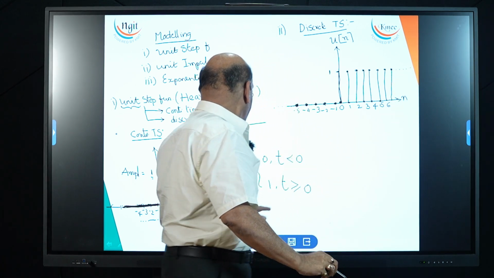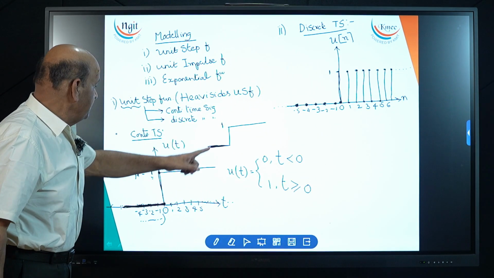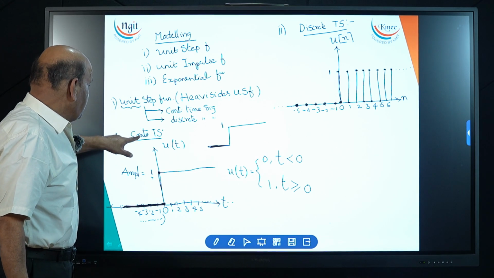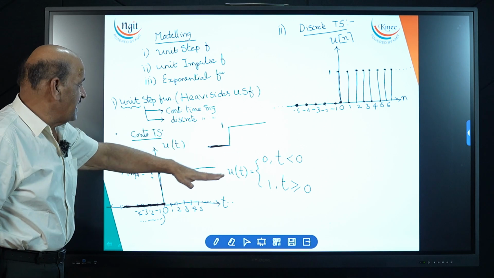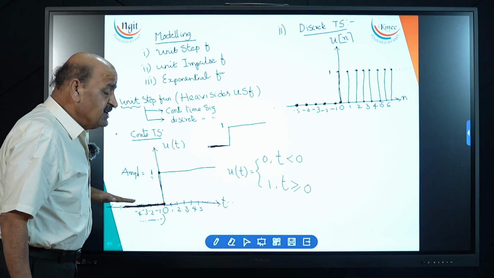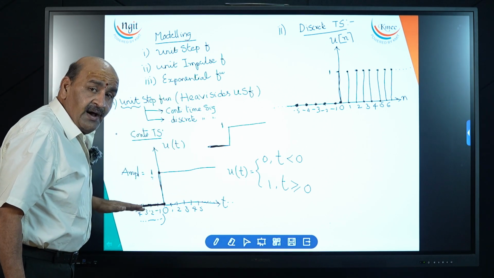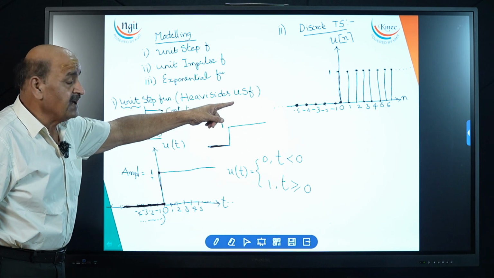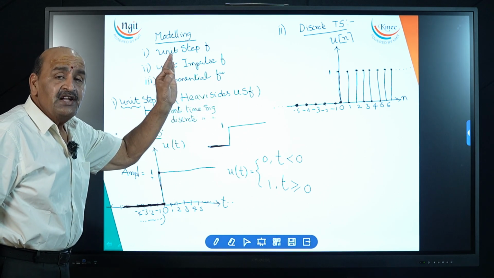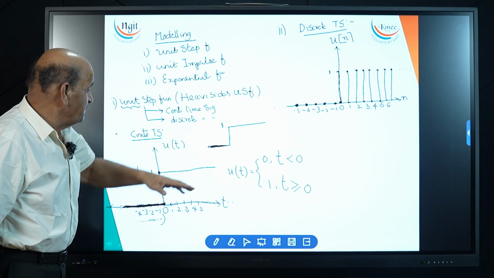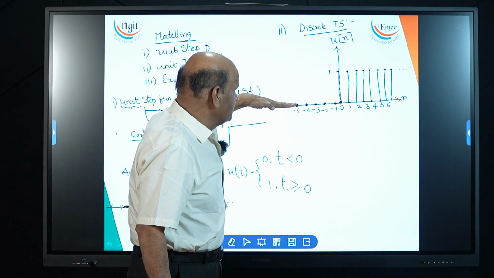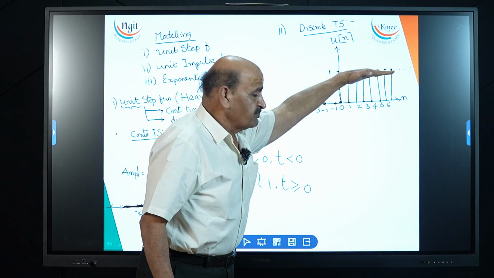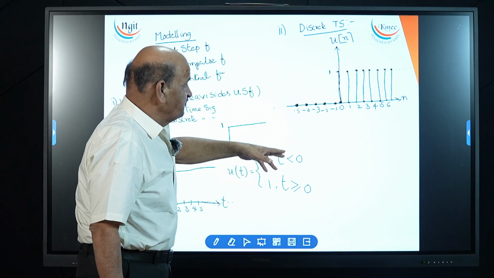Now look at this one. This is the comparison between continuous time signal and discrete time signal. Students have to understand, same shape, but one is continuous. It covers all points, but that is discrete. It covers only integer values. Now just look at. This also like this, purely like this. Here also like this. Both are same.